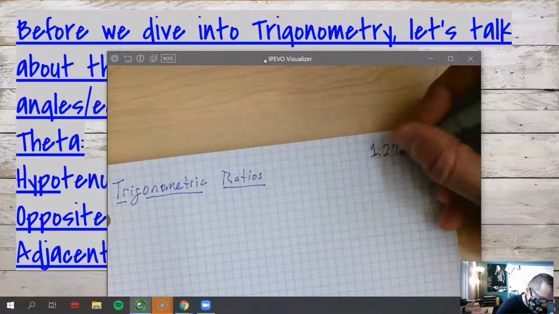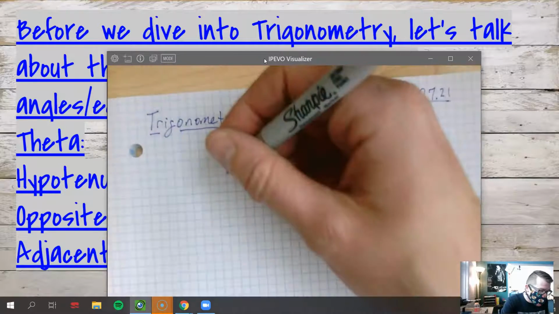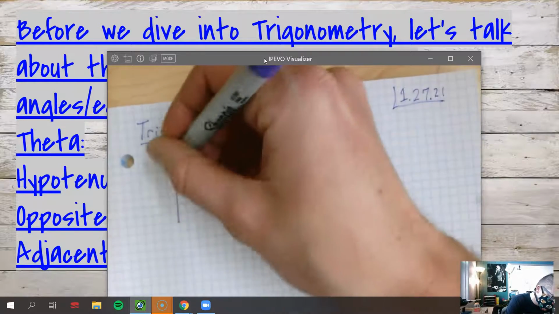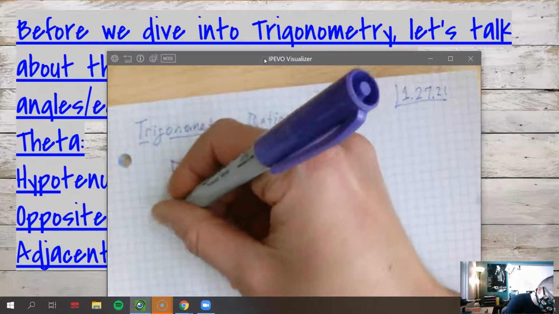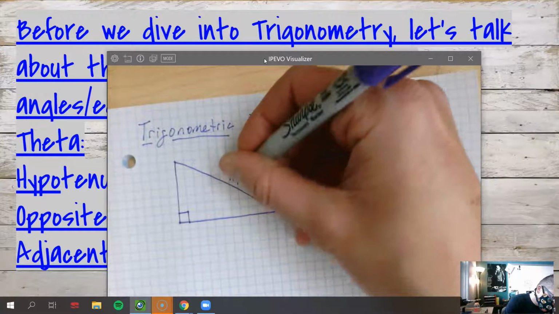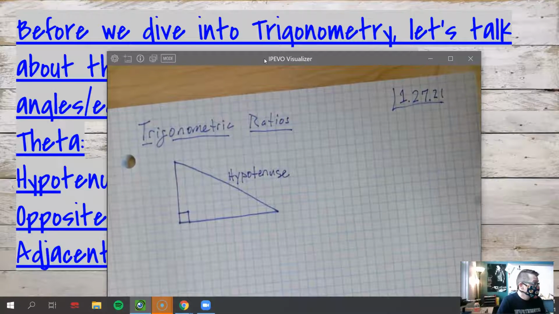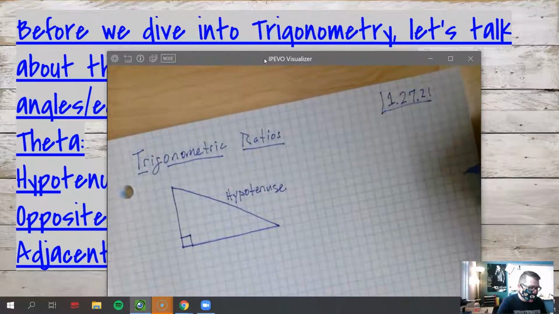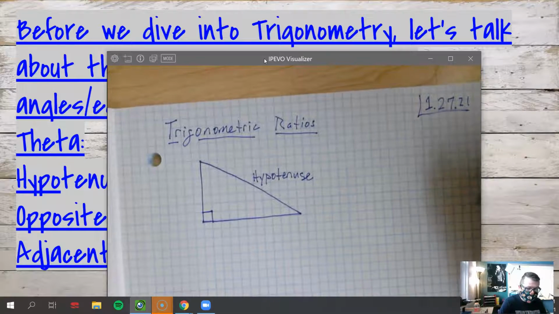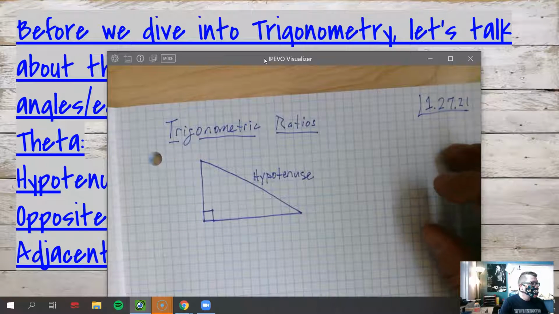All right, date as always. All right, so draw a right triangle on your paper. We know that the hypotenuse is across from the right angle. But, and here's why I didn't even want to put this on a handout for you guys, I want you to draw it so you're more familiar with it. We need to ask ourselves, to figure out opposite and adjacent, what is the angle that we are referencing?